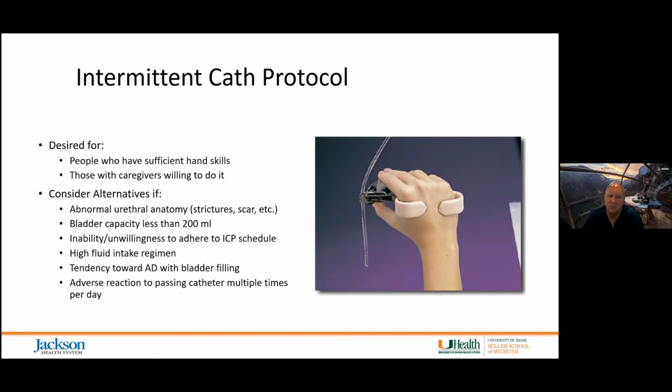catheterization. If your bladder capacity is less than 200 cc's and you're drinking 2 liters a day, that means you would have to cath at least 10 times daily to make sure that you didn't have problems with autonomic dysreflexia. If the person is unable or unwilling to adhere to a cath schedule, if their high fluid intake doesn't allow for intermittent catheterization, if they're having autonomic dysreflexia as the bladder fills, or some folks just have an adverse response to passing a catheter multiple times a day.